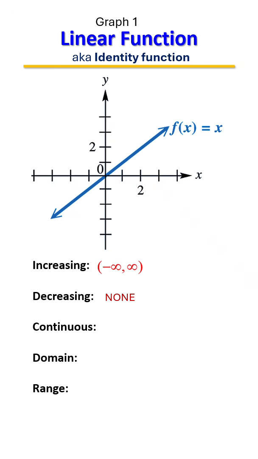Continuous: can I sketch or draw it without lifting up my pencil? Yes, from -infinity to +infinity. What is the domain? Well, it's going to shoot forever to the left with the arrows and forever and ever to the right, so it's from -infinity to +infinity. Range is going to shoot forever and ever down to -infinity, and it's going to shoot forever and ever up to +infinity.